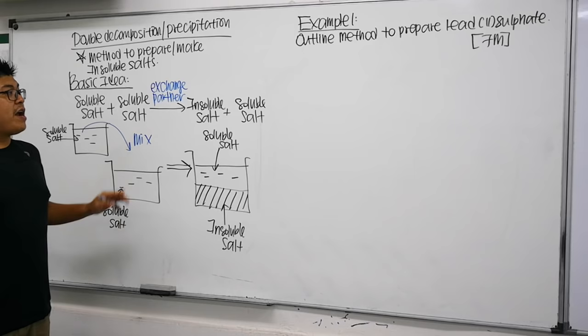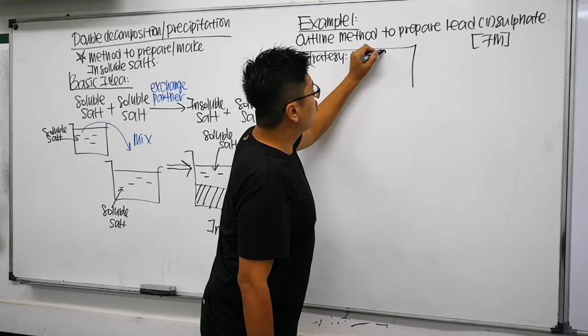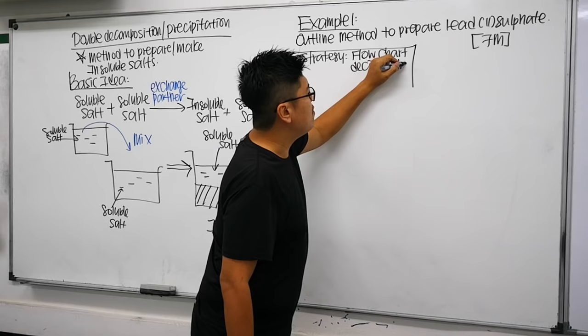Don't panic, just follow the flow. This is my simple strategy. Go back to the flow chart to decide your method first, just like what we learned previously. So in my flow chart, the first question: lead(II) sulfate, is it soluble? Lead(II) sulfate is here.